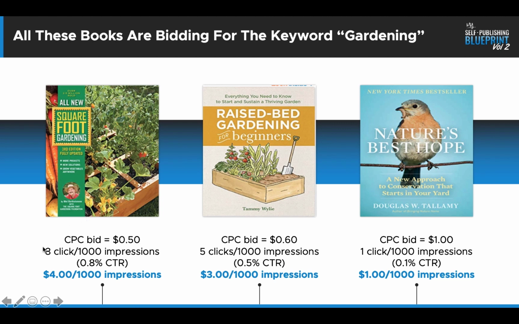Now this book gets 8 clicks for every 1,000 impressions. So out of every 1,000 times that this ad is shown, people click on it 8 times. This book is getting 5 and this book gets 1. Now, why might this book be getting more clicks, even though it has a smaller bid? Well, maybe the cover is better. This person, I know he has a large following. He's one of the more influential people in the gardening space.